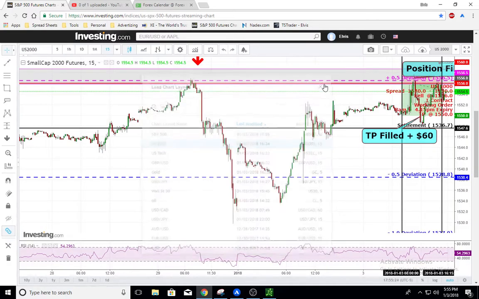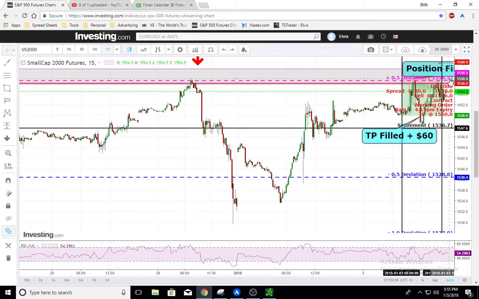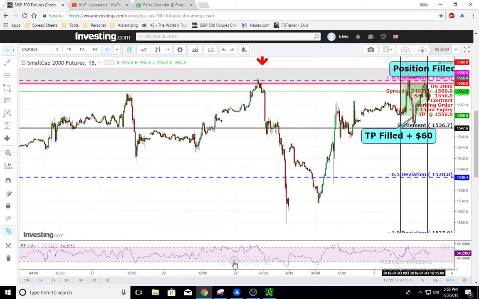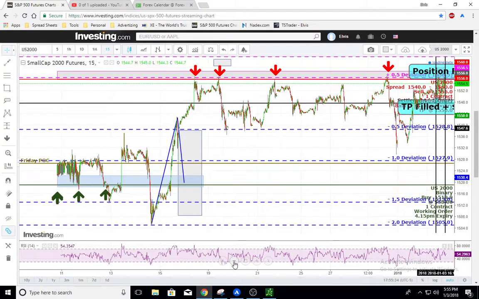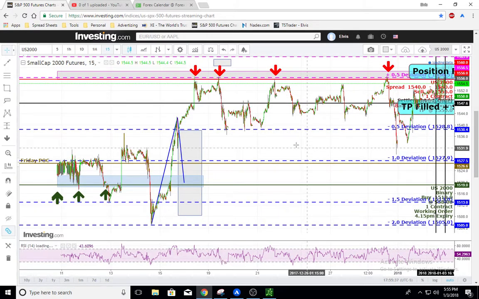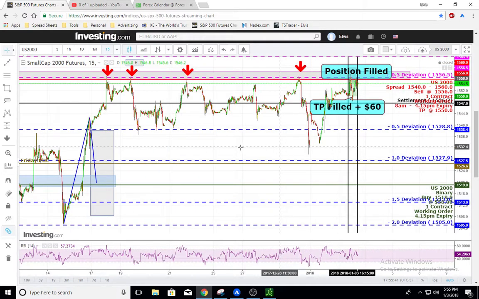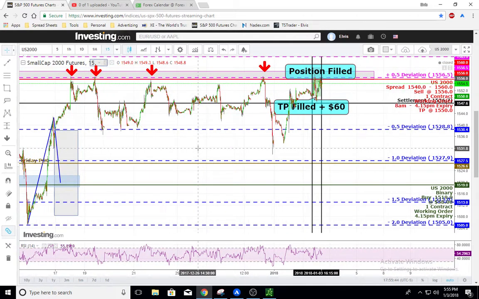Right, so you can see we more or less consolidated right here. Came back down to settlement, punch back to the upside. We're showing the sells in this area here. This level shows a lot of strength. So if there's a bear, this is the place to get in.